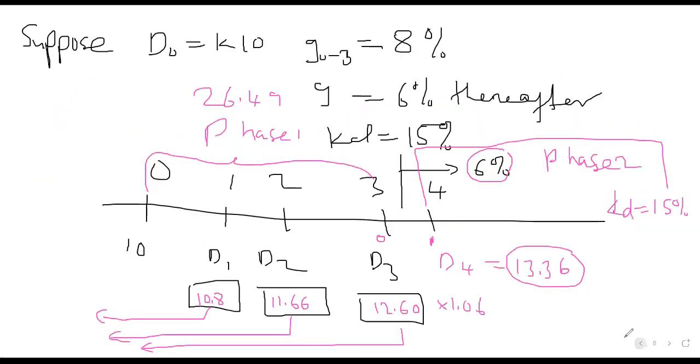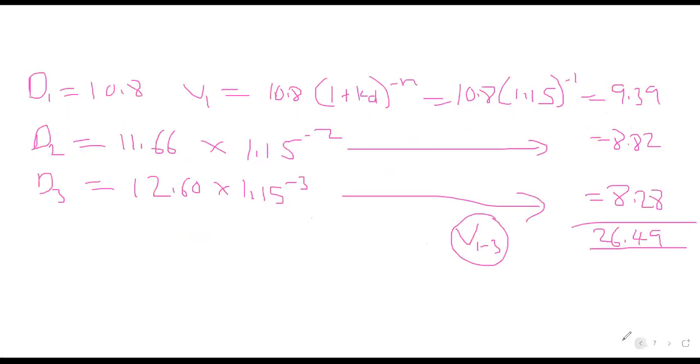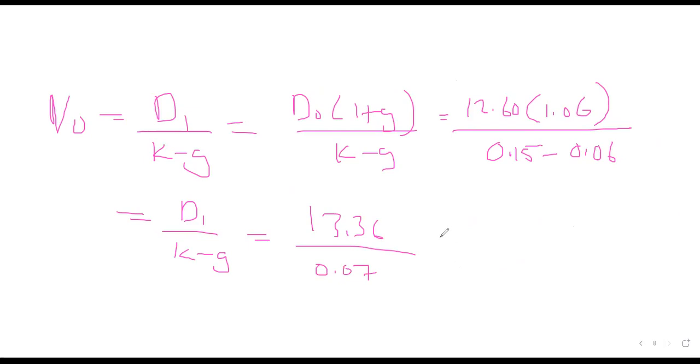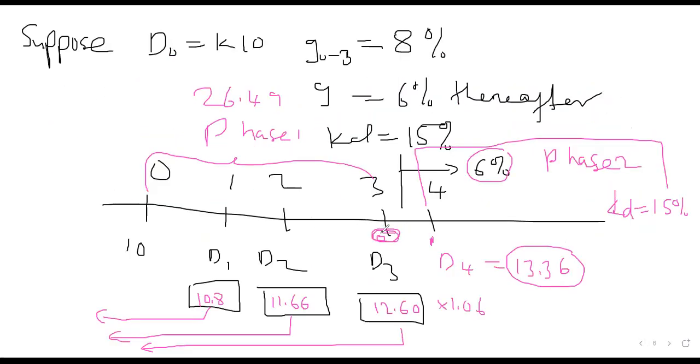So this D1 in this case now will be 13.36. The market rate, 15 minus 6% is 9%, which we calculated 13.36 divided by 7%. Okay. So this will give us what? 13.36 divided by 7%, which will be 190.86. Now, this is the value of stock as at year 3, because our V0 is at this point here.